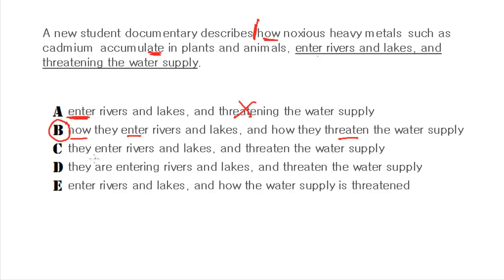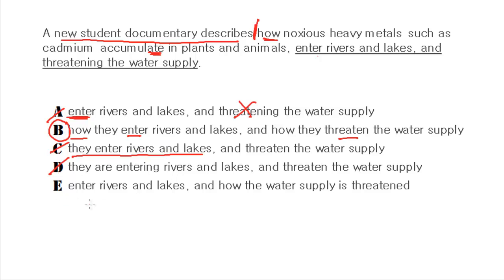What about C? They enter rivers and lakes and threaten the water supply. There's something really wrong with this because why? This is another sentence in itself, so it would be a comma splice or a run-on, so it can't be C, right? What about D? They are entering rivers and lakes and threatening the water supply. Okay, and the same problem as this one, right? They are entering. That's another sentence, but we already have a sentence to begin with over here, right? So we can't have that, and it's not parallel.